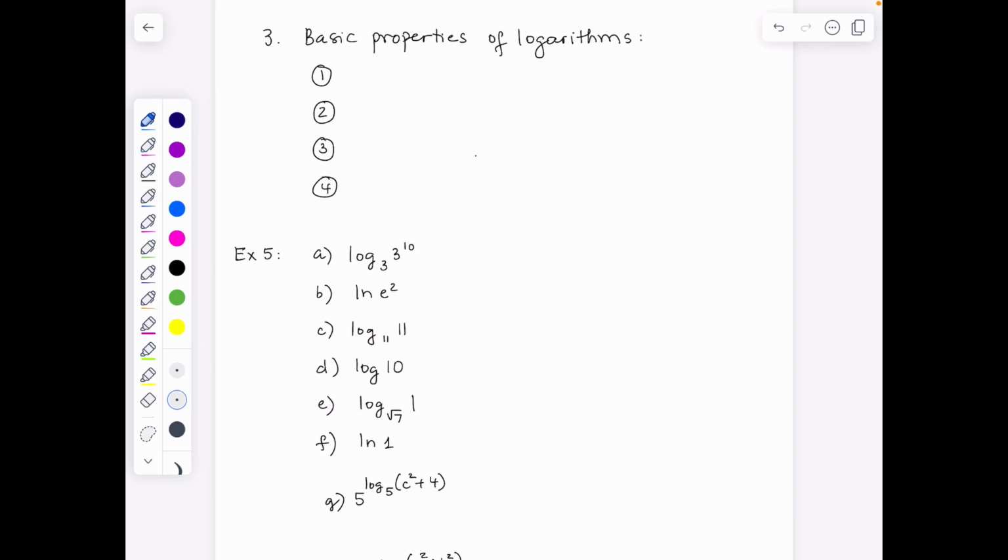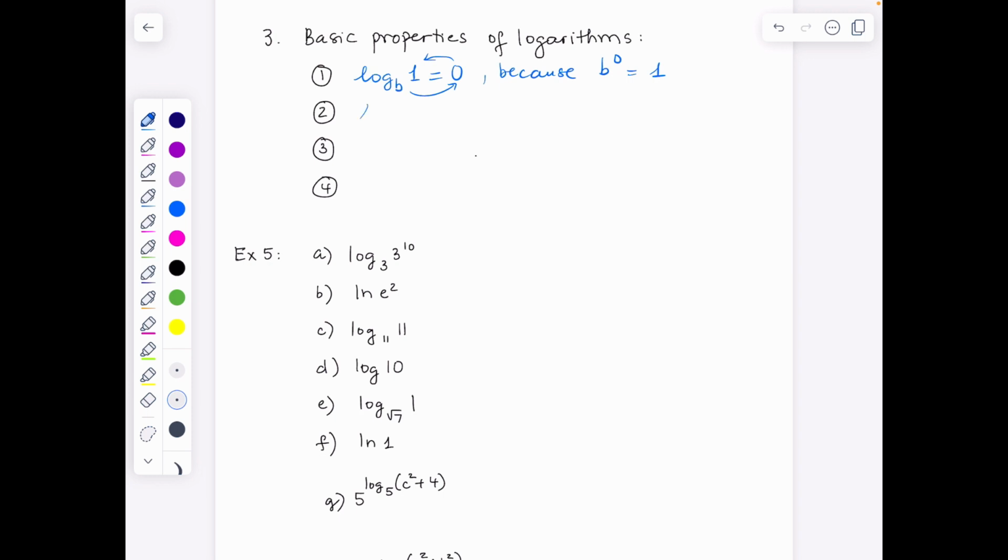We will now look at some basic properties of logarithms. The first property: log base b of 1 is always equal to 0. This makes sense because when you raise b to the 0 power, you always get 1. Anything raised to the 0 power, except for 0, will always give you 1.